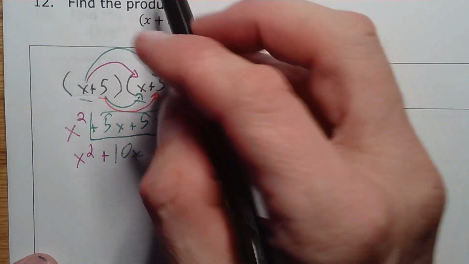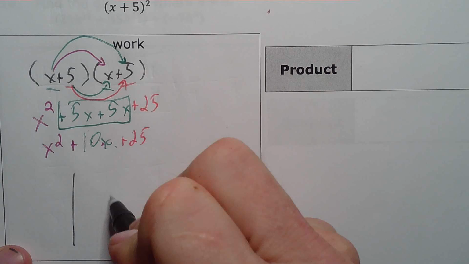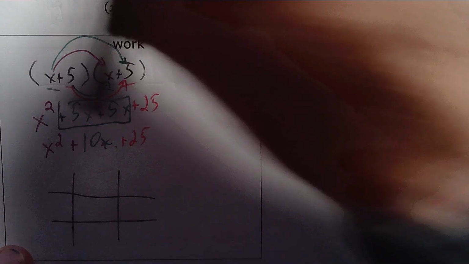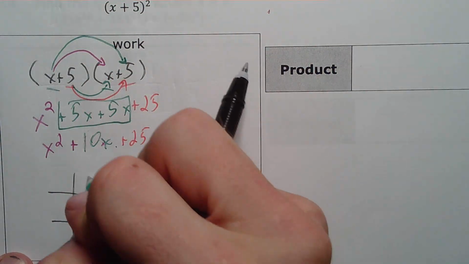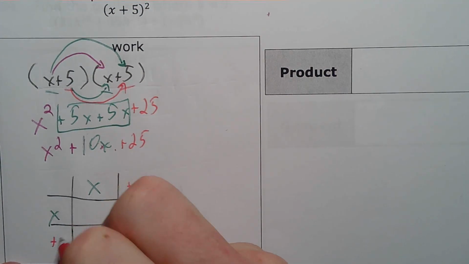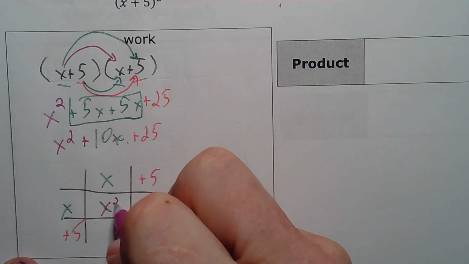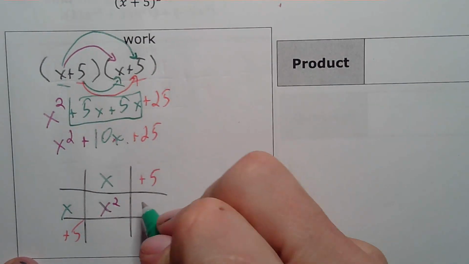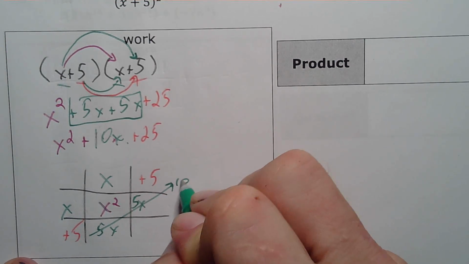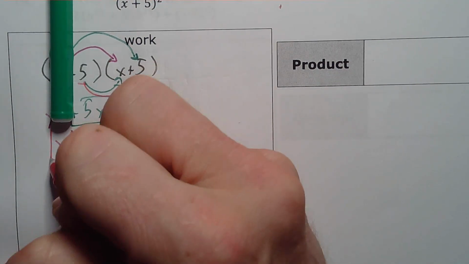And then again, you could do it using this method and it would be the same. Okay, I'll do it real quick. So you have an x plus 5, and then a plus 5. X times x is x squared. Then you have x times 5 is 5x, and another 5x. Combined together, we get a 10x. And then you get a 5 times 5 is 25. Combined all together, you get this.